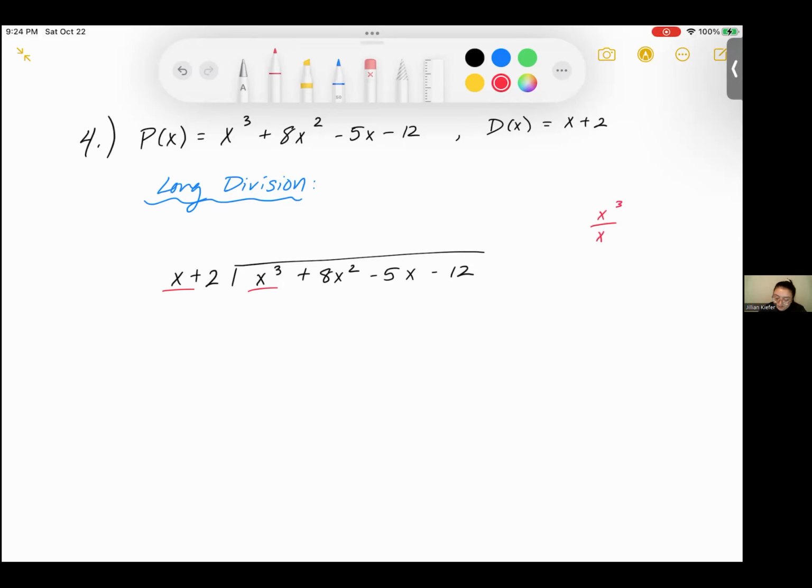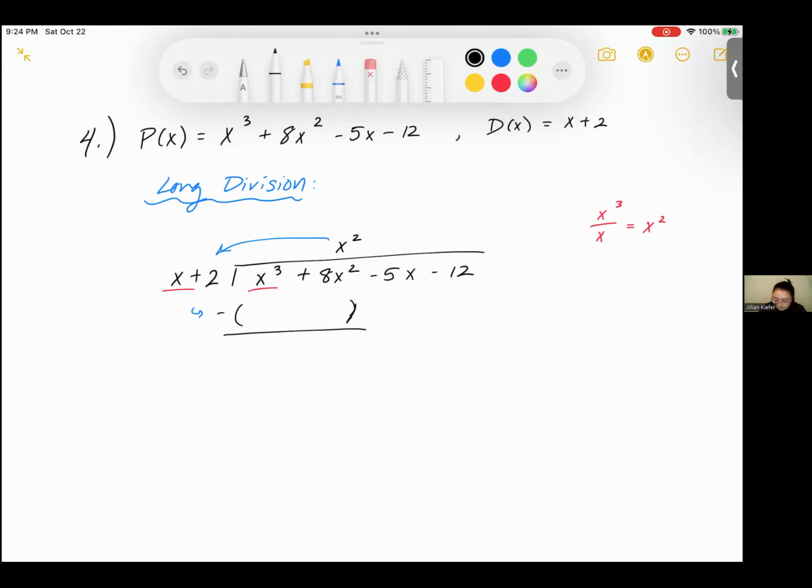So we want to divide x cubed by x, and this will give us x squared. And this is going to be the first answer that we have in our quotient. So our quotient, which goes above the house there, is x squared. Then we're going to go ahead and multiply x squared by our divisor. Then we're going to subtract those statements from our dividend.